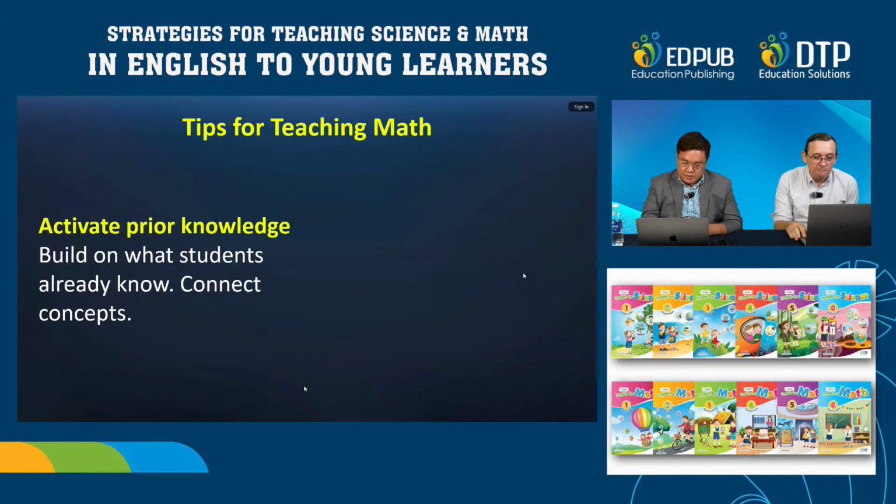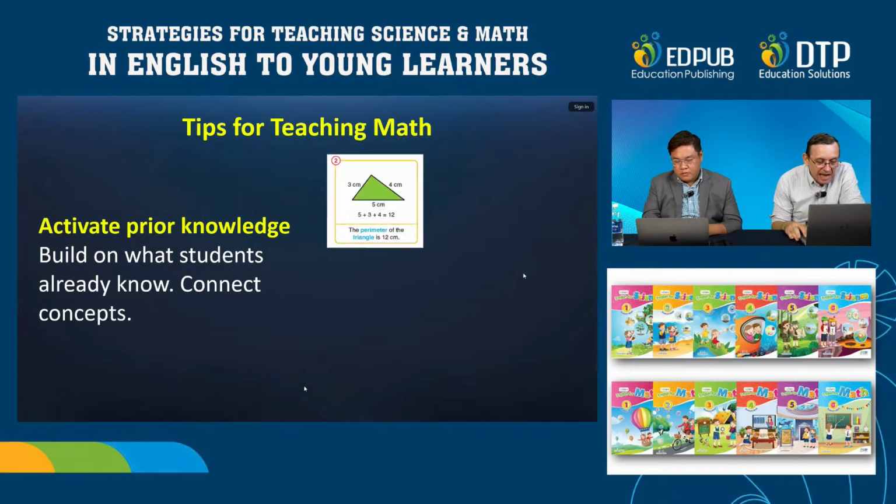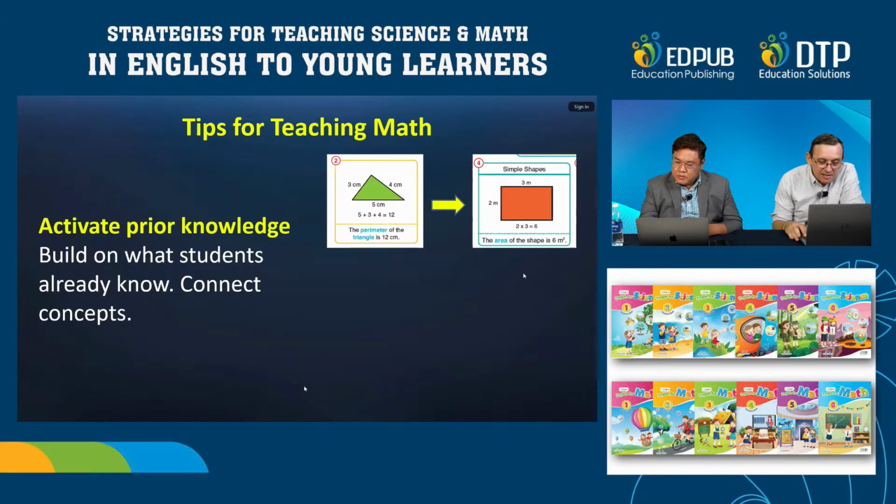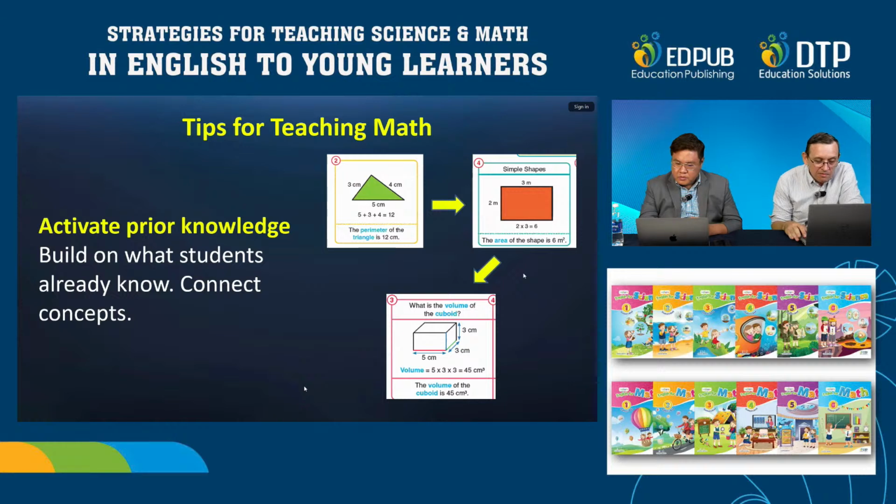And the first one that we want to do is we want to activate the prior knowledge. With math, concepts build on concepts. So what students learn in grade 1 is built on in grade 2 and grade 3. So we want to link back to those concepts. For example, here we've got perimeter, which leads to area, which leads to volume. So you can see these three things are linked and they learn them at different stages. And we want to, at the start of the class, activate that prior knowledge.